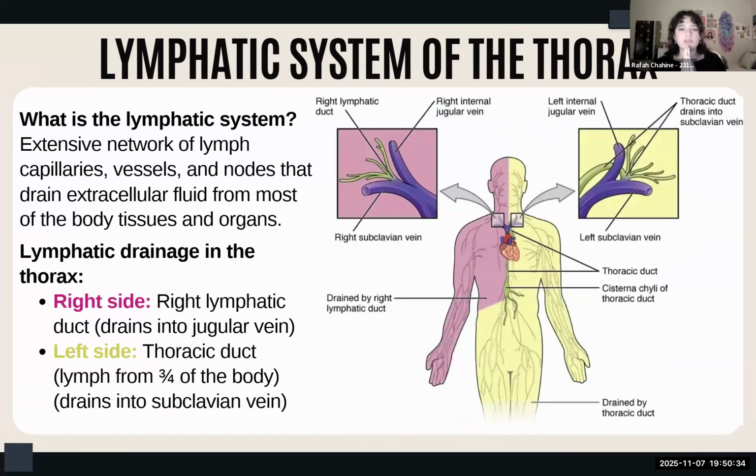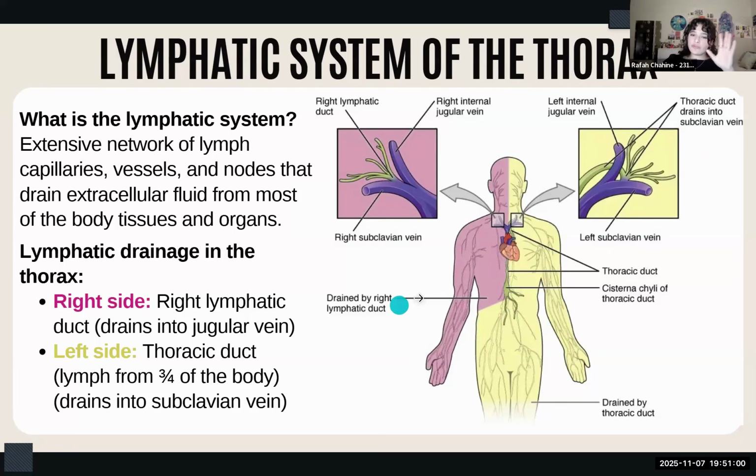Now we're going to move on to the lymphatic system of the thorax. Like, what is the lymphatic system? It is a network of lymph capillaries, vessels, and nodes that drain all the junk from your body. Extracellular fluids, toxins, and things like that all drain into the lymphatic system. Where does the stuff in the lymphatic system go? To the veins. Okay? Now, the lymphatic system of the thorax is very, very important because the majority of it is for the rest of the body as well.